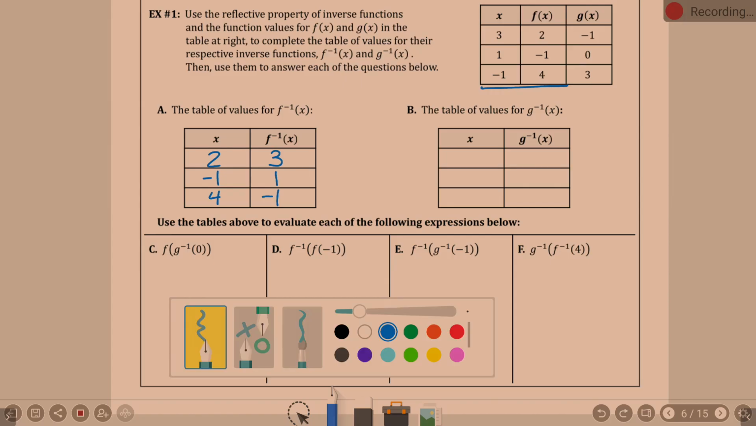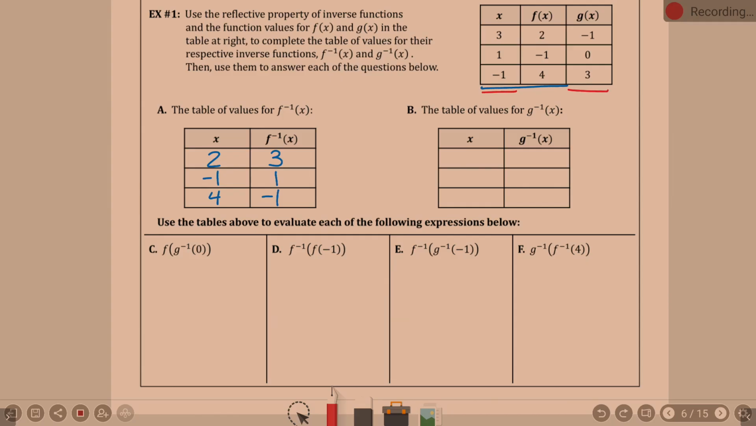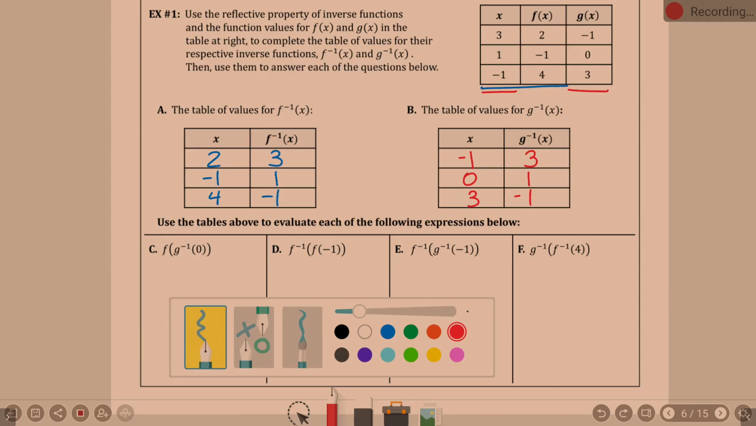Most certainly. This time, though, it's using the x and the g of x values, of course. So (3, -1) becomes (-1, 3). (1, 0) becomes (0, 1). (-1, 3) becomes (3, -1). Okay, we have that chart filled in. Now let's do some compositions.